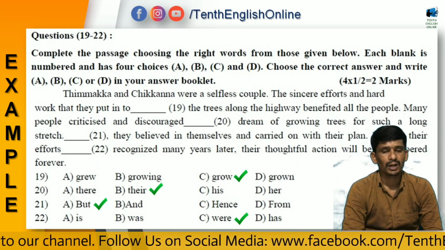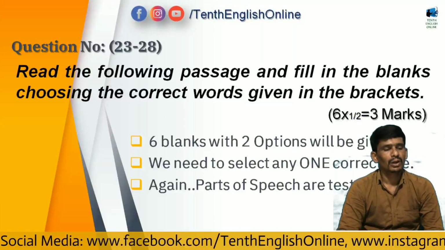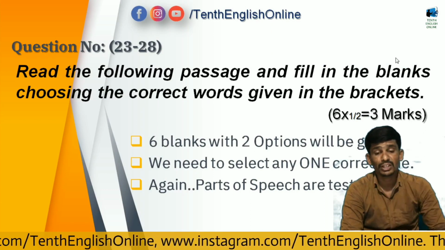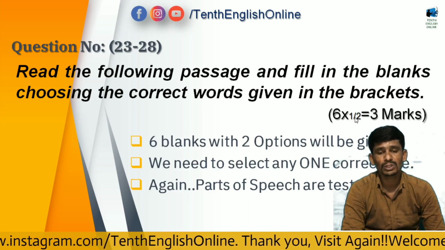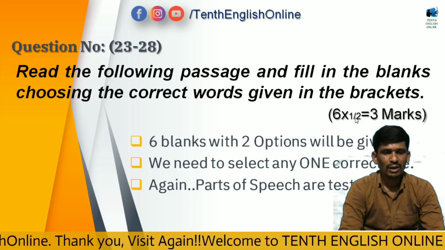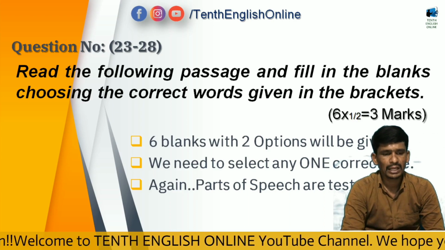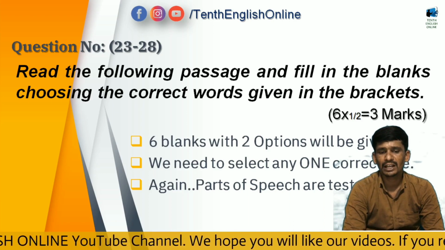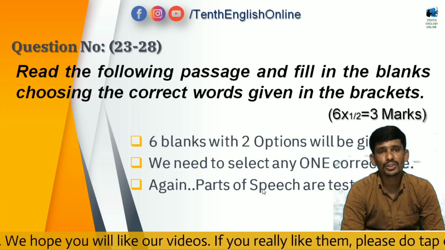Right. Now we'll move on to the third bit. The third bit starts from question number 23 to 28. Read the following passage and fill in the blanks choosing the correct words given in the brackets. This bit includes 6 questions, and each question carries half mark only, together 3 marks. 6 blanks with 2 options will be given. We need to select any one correct answer. And once again in this bit parts of speech are covered.